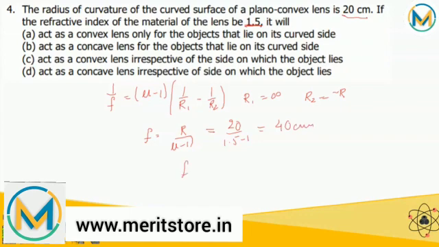So as f is greater than 0, meaning a converging nature, therefore the lens acts as a convex lens irrespective of the side on which the object lies. So the correct answer for this question is option C, that it acts as a convex lens irrespective of the side on which the object lies.